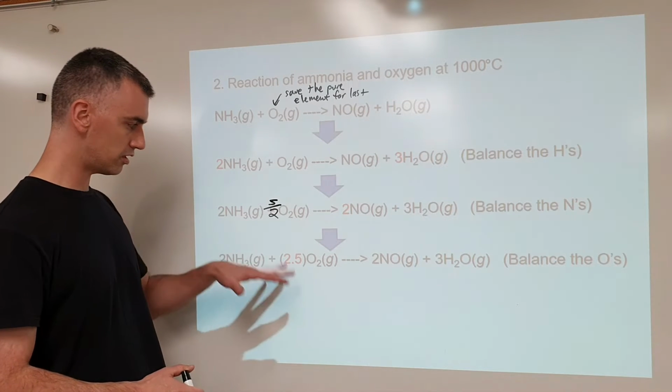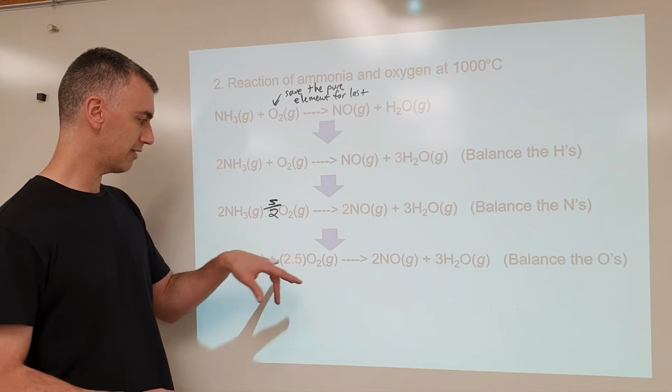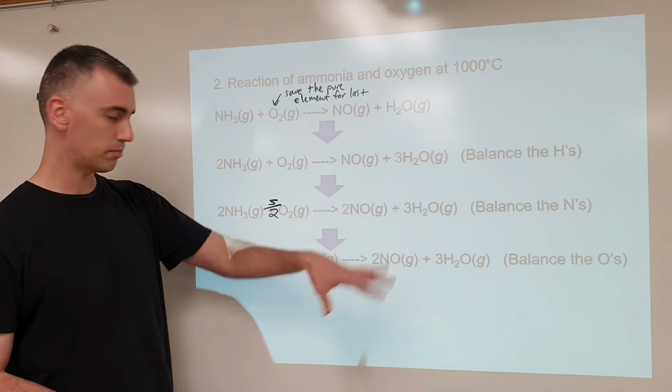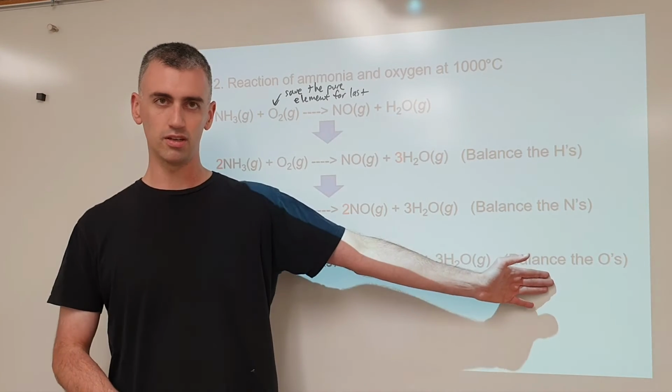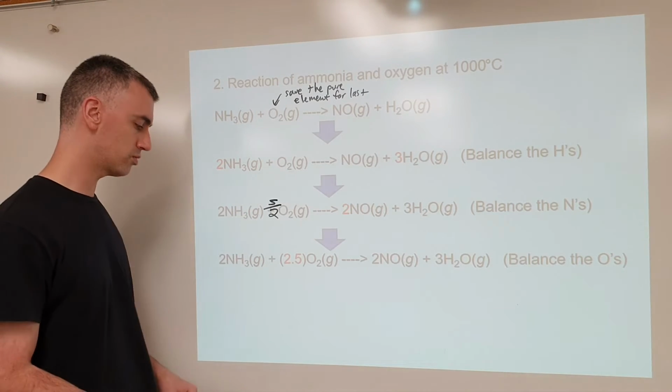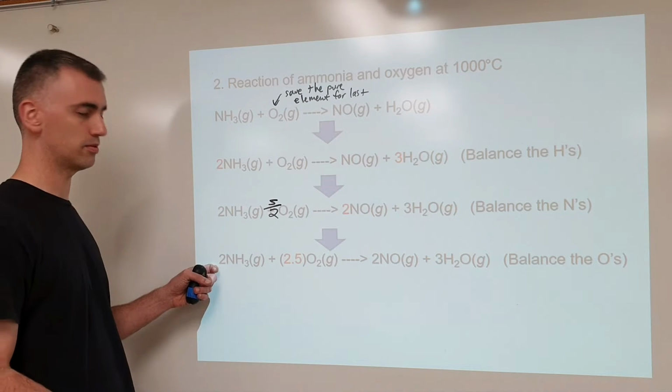So what are you going to do at this point? The answer is, okay, find the number that makes it so that it balances, and then you're going to times this entire equation by a number in order to make it work. So what do I mean by that? I'm going to try timesing this entire equation by 2.